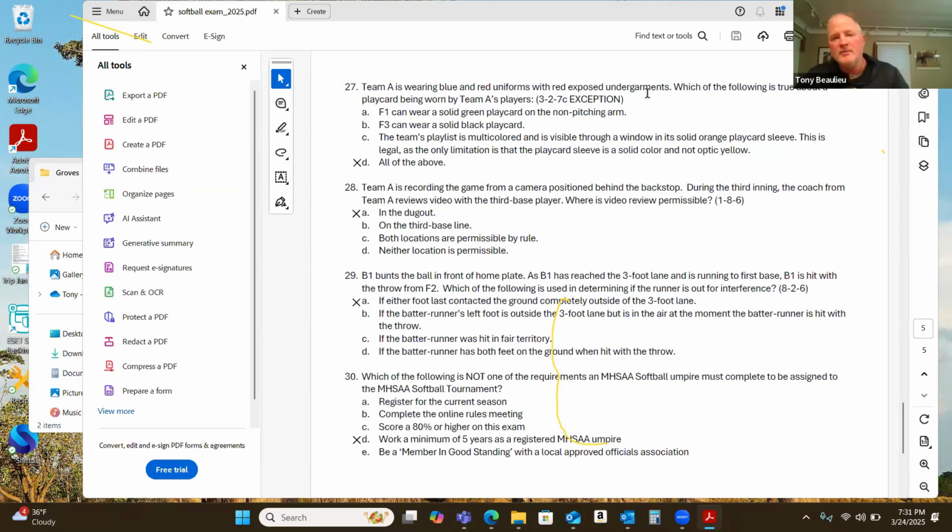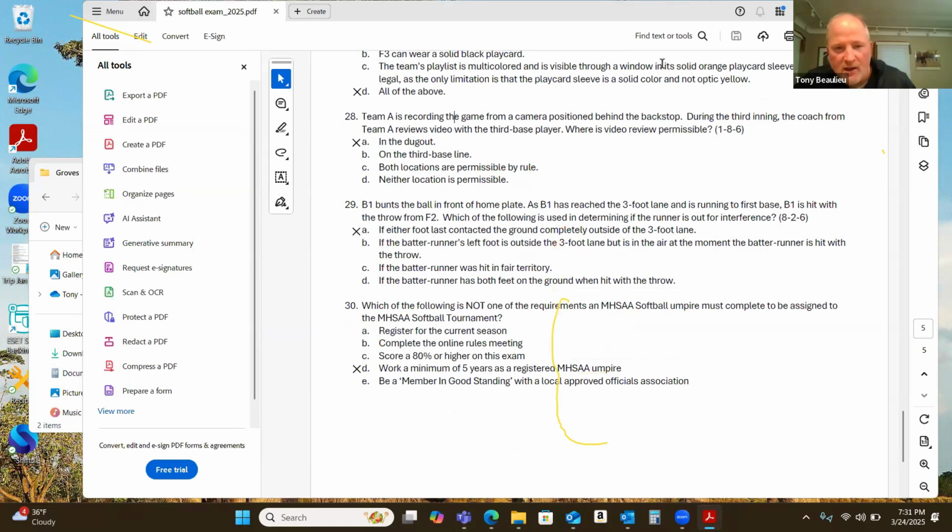In the dugout. Basically, if it happens in the dugout, we don't really have anything to say about it, unless it's taunting the other players or doing something vulgar or something like that. But communication devices, that kind of stuff, if it's in the dugout, we don't worry about it. So the answer to 28 is A, in the dugout.